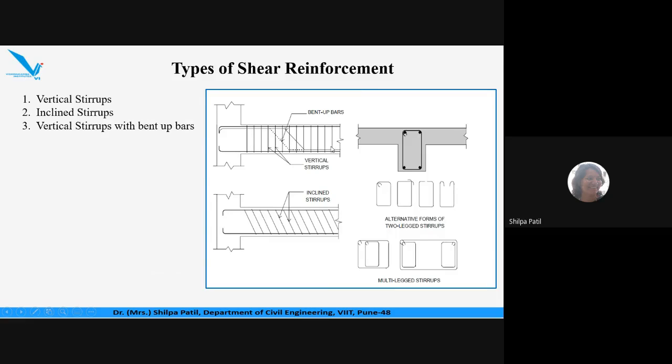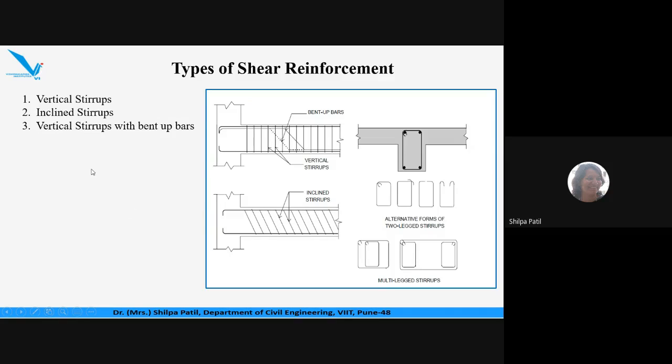So the stirrups are provided either in the vertical form, or these may be provided in an inclined format. Why inclined? Because the cracks that develop in the beam because of shear are at 45 degrees, in an inclined position. So sometimes instead of providing the stirrups in a vertical direction, these are also provided in the inclined direction, which are called inclined stirrups.